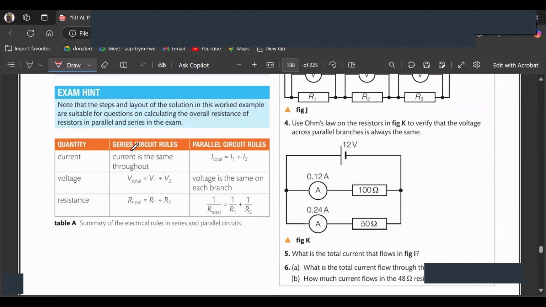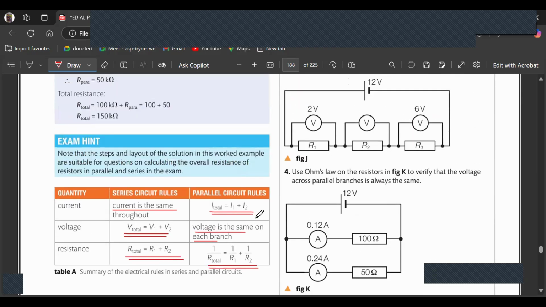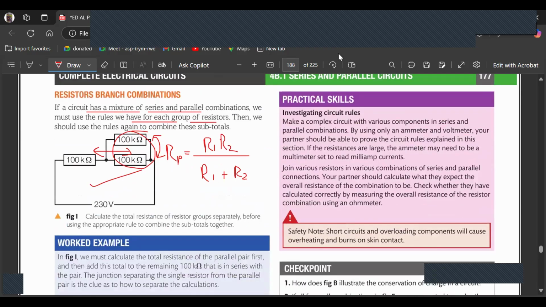So if we talk about current, in a series circuit, current is the same throughout, but in parallel, you have to take the sum of all currents total. Voltage आपके पास parallel में it's gonna be the same, but series में you have to combine all the individual potential differences to calculate the total EMF. Resistances आपने simple add करनी है in series, but you have to take a reciprocal when we are talking about parallel circuits. Got it?